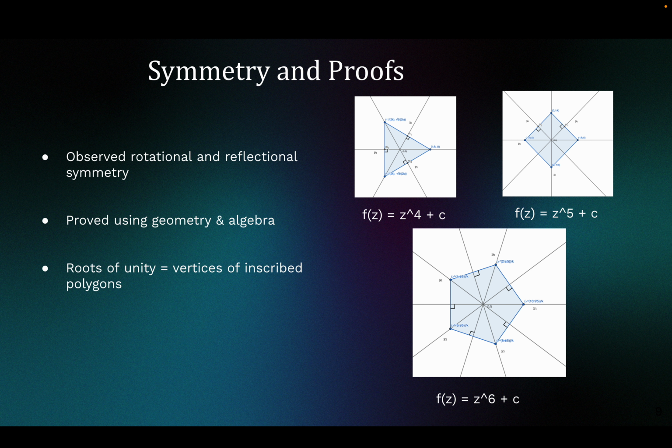And one visual pattern stood out. When I plotted z to the power of 20 plus c, the shape had 19 petals. This wasn't a coincidence. For every j, the number of petals was j minus 1, and that's when I realized this was linked to something called roots of unity, or special points evenly spaced in a circle.